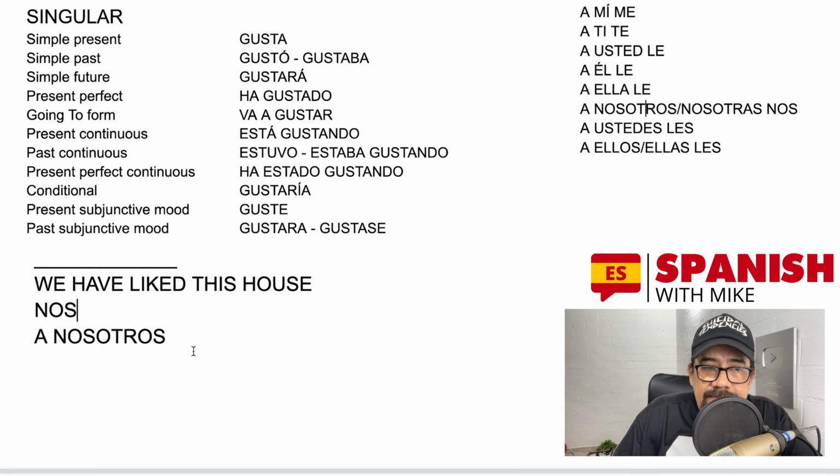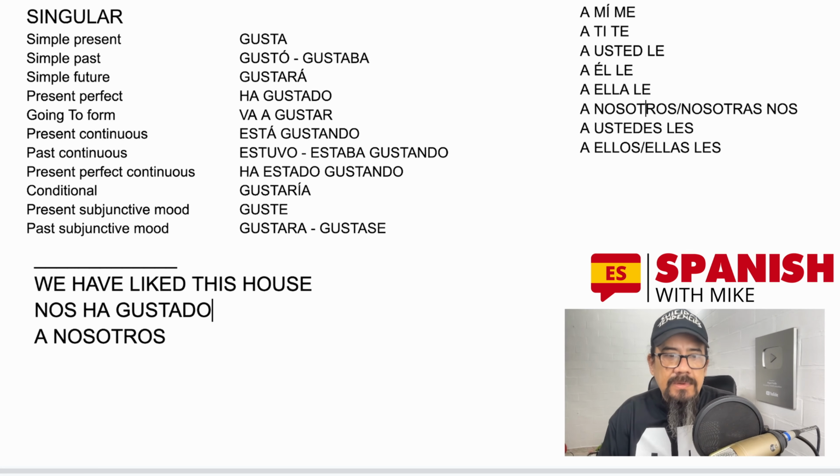That would be the way in which we're going to start a sentence. Nosotros, nos. Then it's singular because it's just a house. So we have liked, in the present perfect. For the present perfect, we use ha gustado. That's the fourth line in the upper left table. Ha gustado. Nos ha gustado. And it's exactly the same for the other one: A nosotros nos ha gustado.